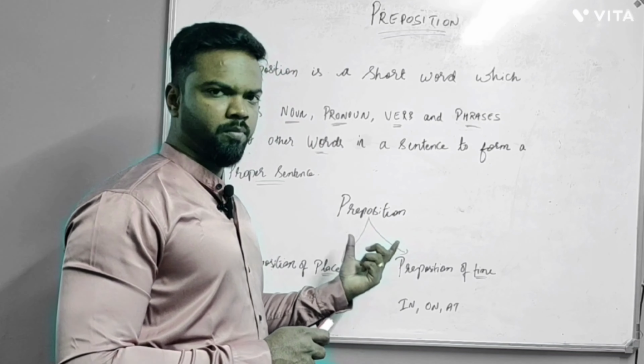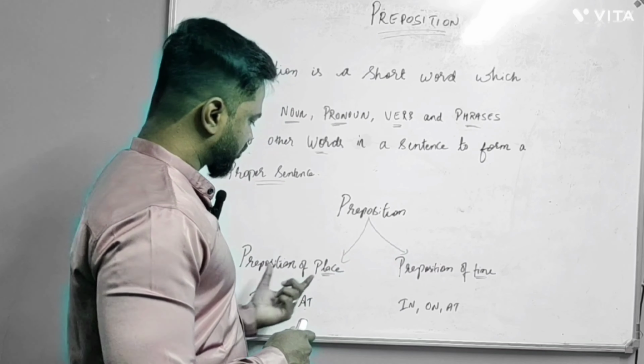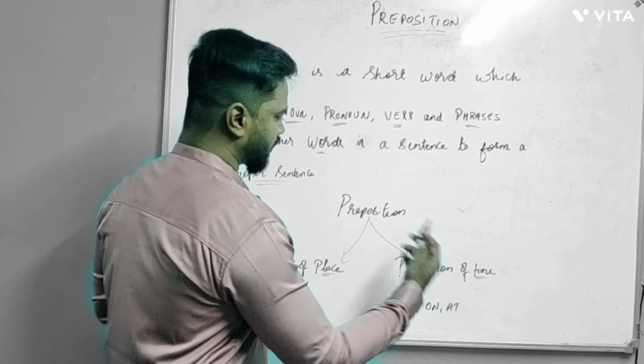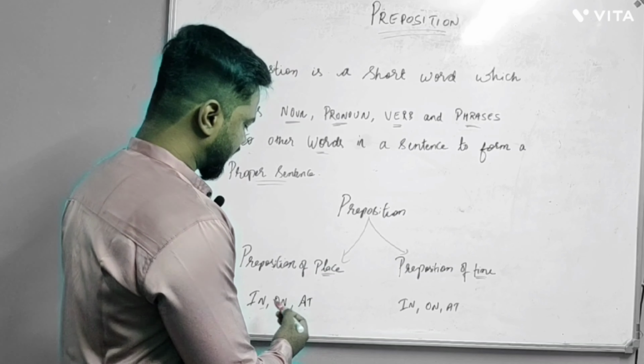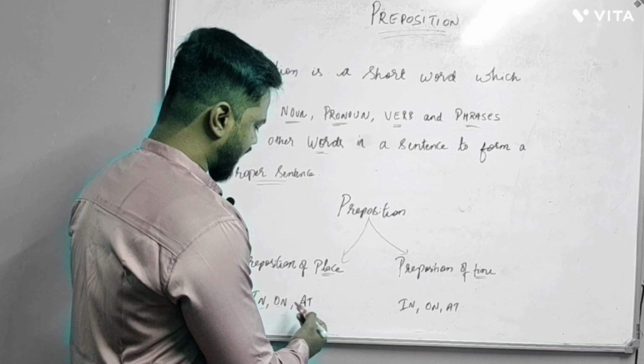There are two categories in preposition: preposition of place and preposition of time. Preposition of place: in, on, at, and preposition of time: in, on, at. We use these in, on, at in both the categories. So let's look into some examples to make things clear.